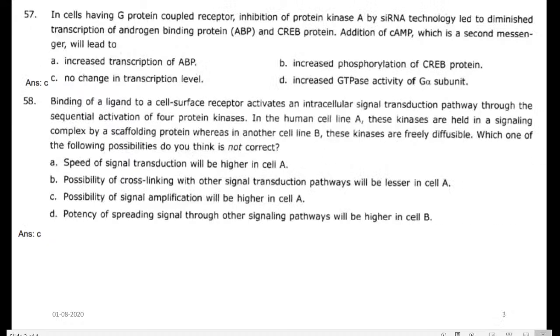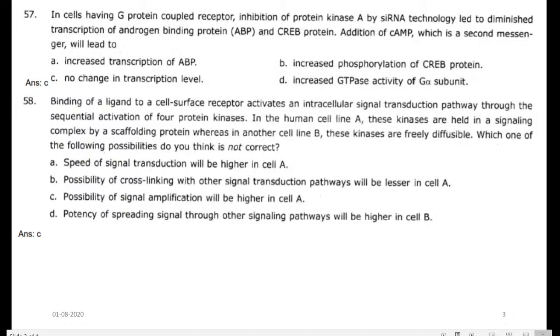Next question. In cells having a G protein coupled receptor, inhibition of protein kinase A by siRNA technology led to diminished transcription of androgen binding protein (ABP) and CREB protein. Addition of cAMP, which is the second messenger, will lead to... here they provided the statement.